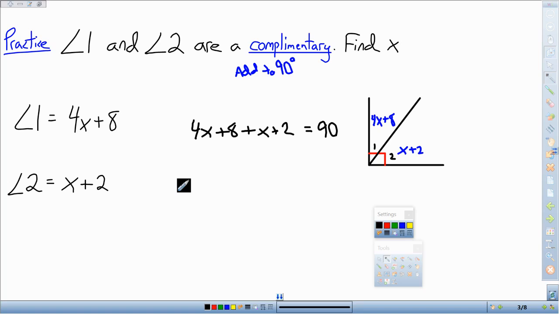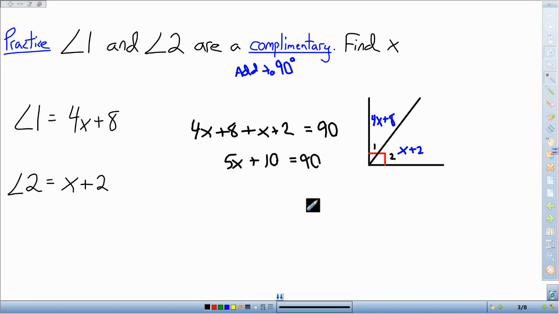Here's just a basic algebra thing. I notice we have multiple variables, but they're already on the same side of the equal sign. So unlike the last problem where we had to get them to the same side, they're already on the same side. We can just combine them together. So a 4x and an x gives me a 5x. And then I can combine an 8 and a 2 to give me a 10. And then on the right we have 90. Now we have a two-step equation. So we can get rid of our addition or subtraction by doing the opposite operation. So I got 5x equals 80.